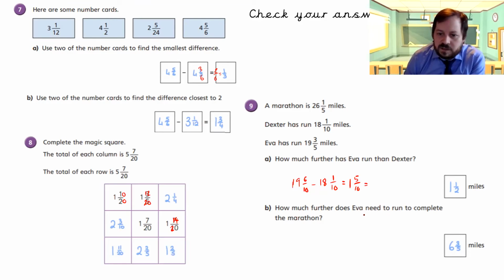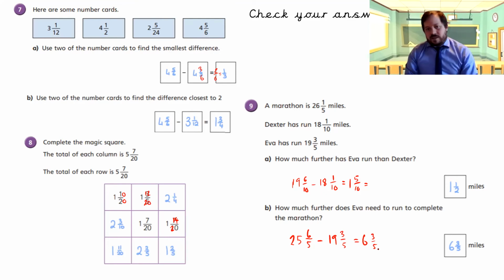How much further does Ava need to run to complete the marathon? We take the entire distance, we take away how much Ava has run, and we work out the answer. We don't have enough fifths here. So we use one of the whole numbers, add the one whole, which is 5/5, to the 1/5, which is 6/5. Then we can do our takeaway, which ends up being 6 3/5.